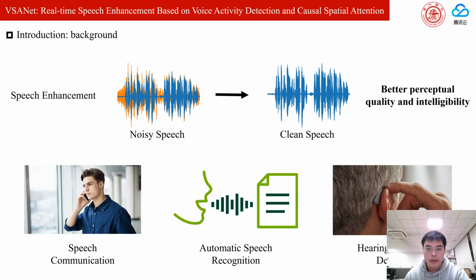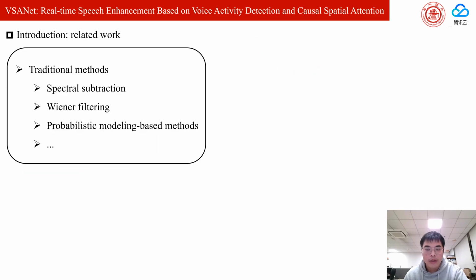Speech enhancement is a fundamental task in speech signal processing whose purpose is suppressing environmental noise, thereby improving the speech's perceptual quality and intelligibility. Speech enhancement has been widely applied in various fields such as speech communication, automatic speech recognition, and hearing assistant devices. Traditional speech enhancement methods include spectral subtraction, Wiener filtering, probabilistic modeling-based methods, and so on.